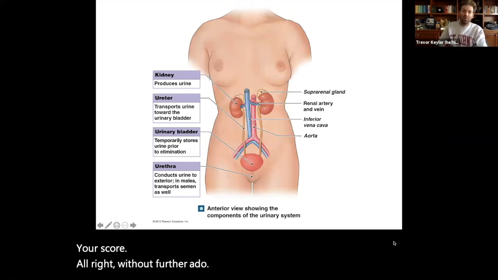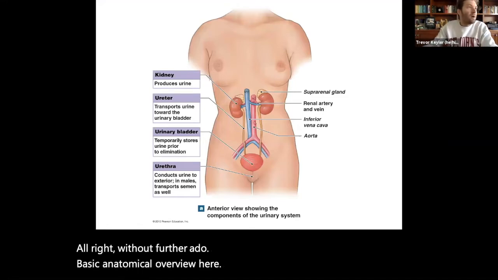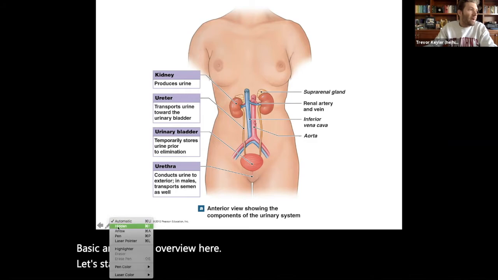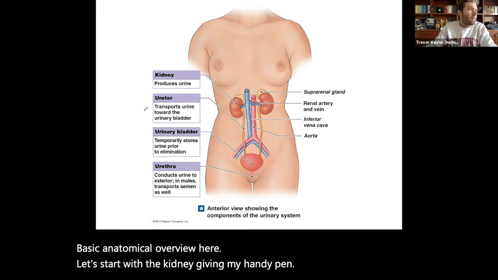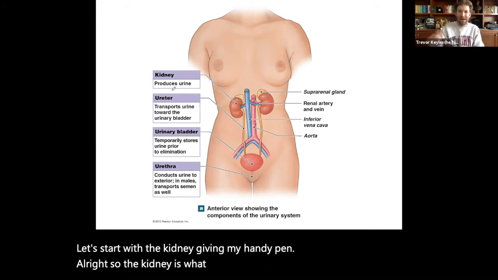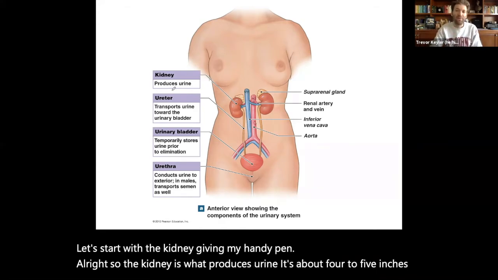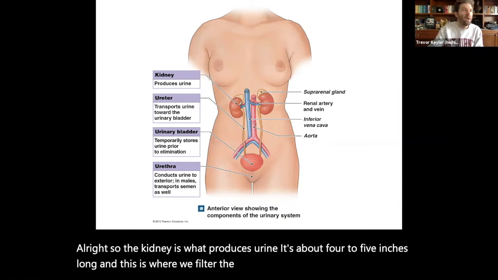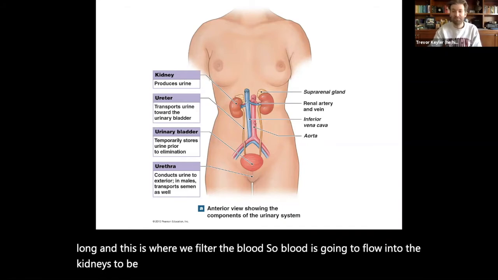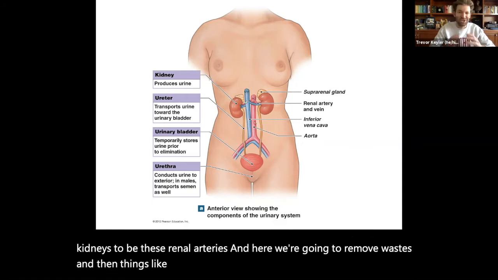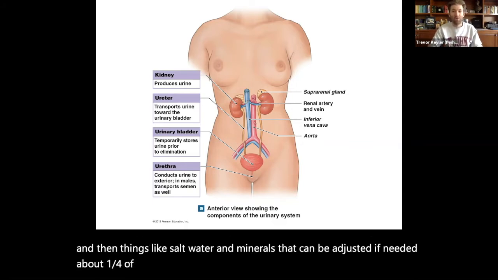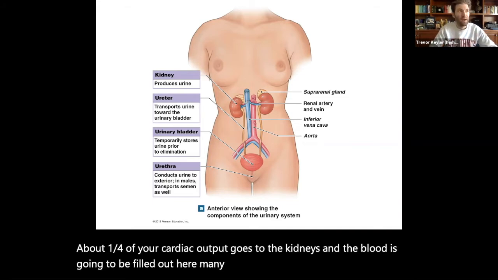Basic anatomical overview here. Let's start with the kidney. All right, so the kidney is what produces urine. It's about 4 to 5 inches long, and this is where we filter the blood. Blood is going to flow into the kidneys via these renal arteries. Here we're going to review wastes, and then things like salt, water, and minerals. Those are going to be adjusted if needed. About a quarter of your cardiac output goes to the kidneys, and the blood is going to be filtered here many times throughout the day at the level of the kidney.